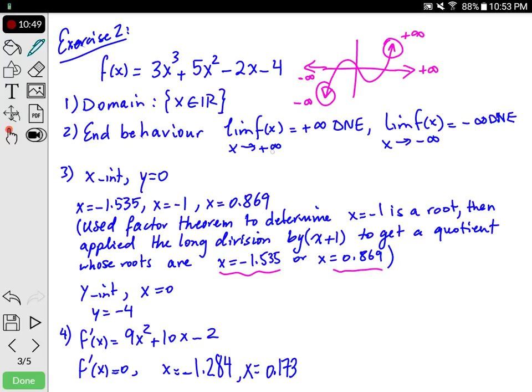So the limit of f of x as x goes to positive infinity is positive infinity. The limit of f of x as x goes to negative infinity is negative infinity. We determine the x-intercept and the y-intercept.